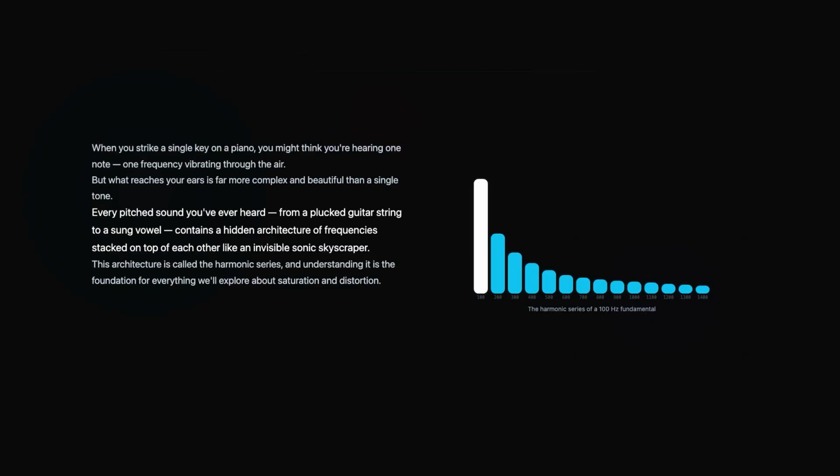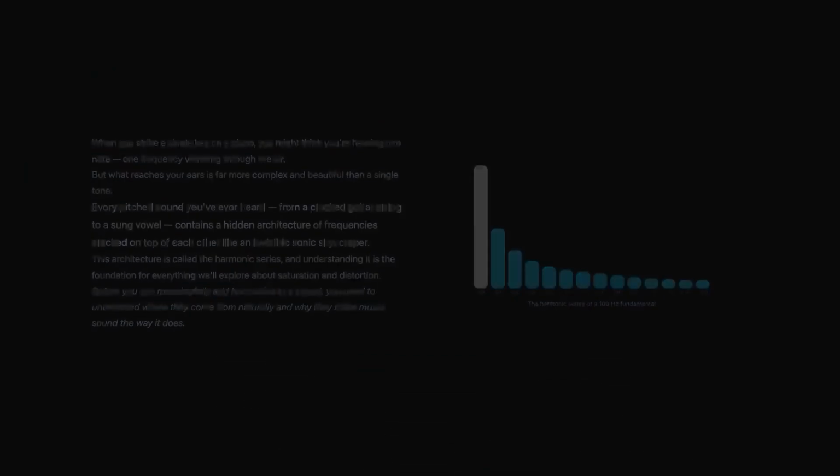This architecture is called the harmonic series, and understanding it is the foundation for everything we'll explore about saturation and distortion. Before you can meaningfully add harmonics to a sound, you need to understand where they come from naturally and why they make music sound the way it does. Let's start with something concrete.